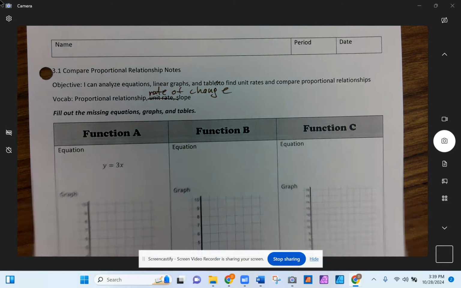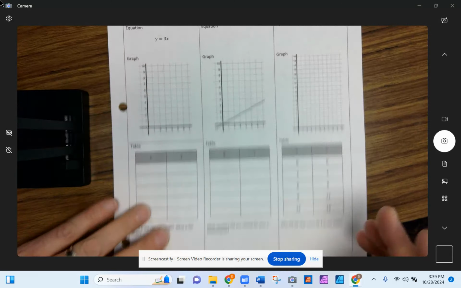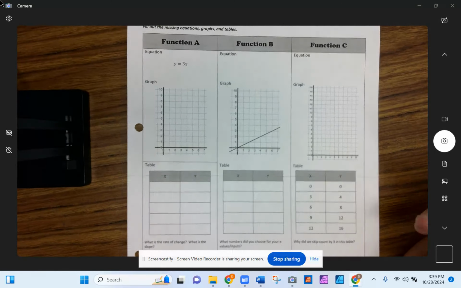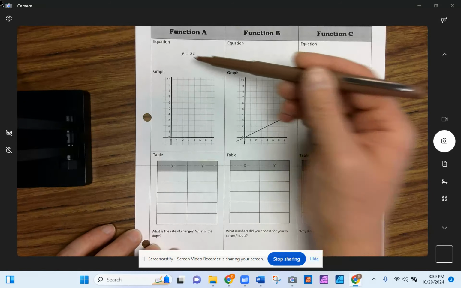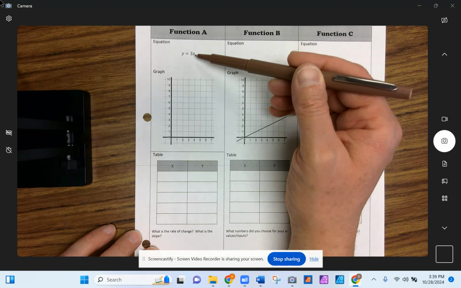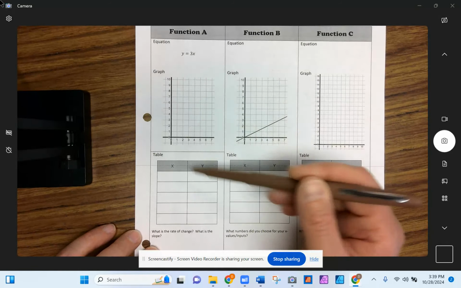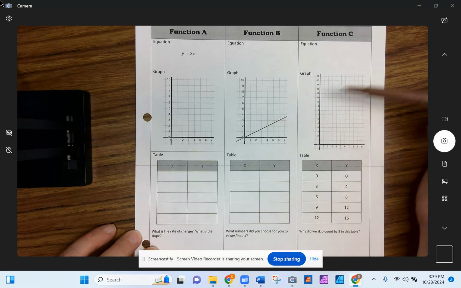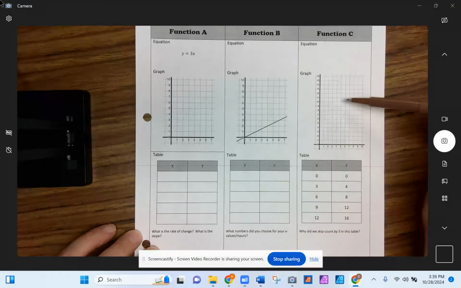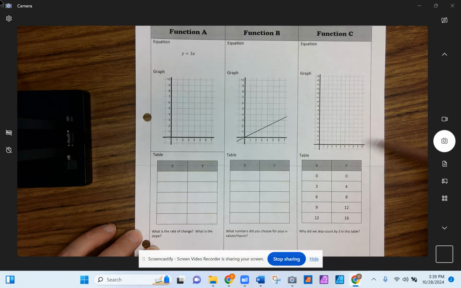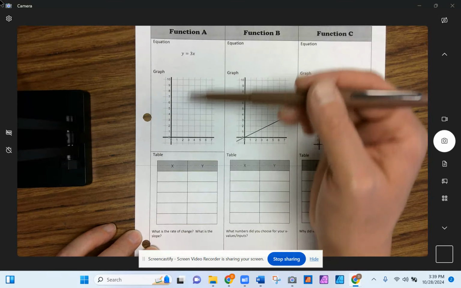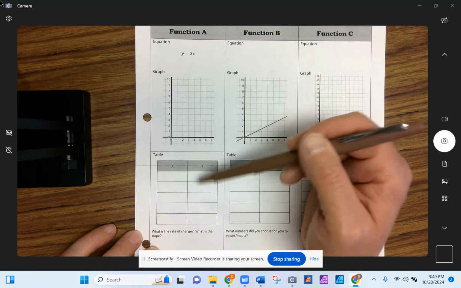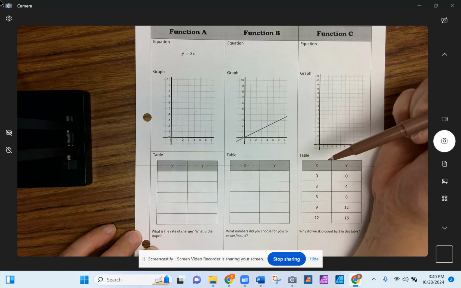Okay, so what we have here, we have three functions. We have function A, function B, and function C, and we have three different representations of each function. We have an equation for function A, and that's it. We're going to fill out the graph, we're going to fill out the table. For function B, we don't have an equation or a table, but we do have a graph. And then for function C, we don't have an equation or graph, but we do have a table. So we're going to use this information to fill out the rest of these representations. So yeah, let's get to it.